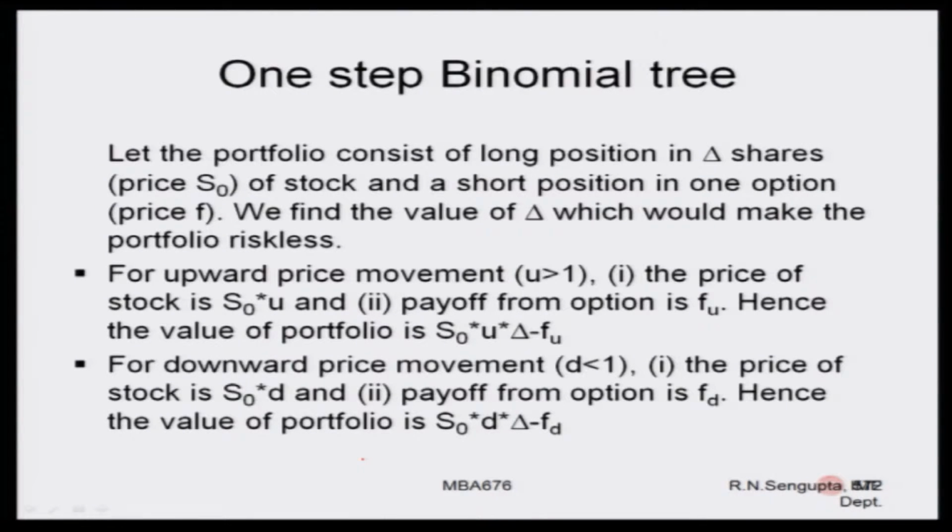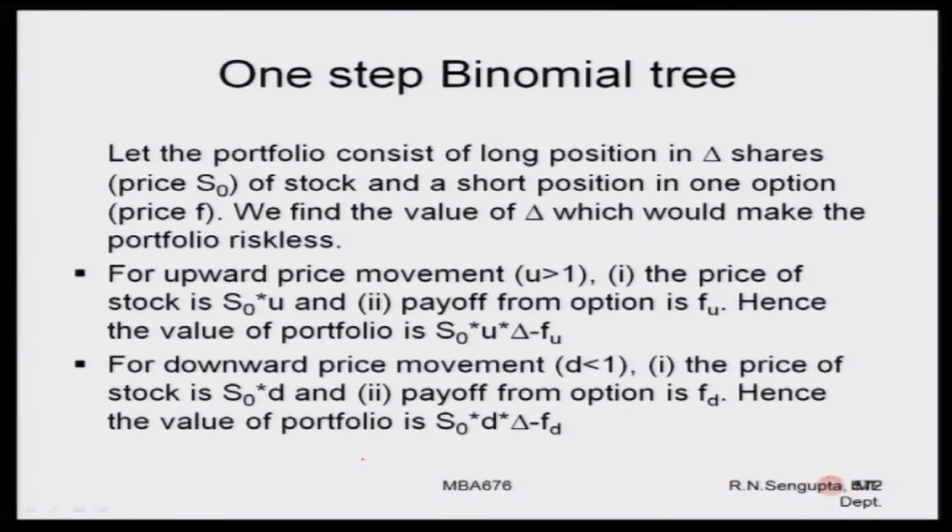Let the portfolio consist of a long position in a 1-step binomial process. A long position is delta shares. We have already found out that delta would be 0.25 considering the price increase and decrease. Now, rather than using the prices of 18, 22, 20, we are using a very simple concept of variables or symbols. We would not use any numeric values now.